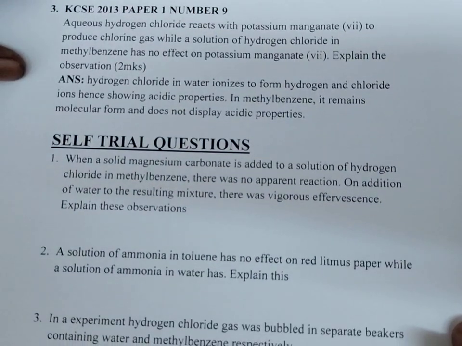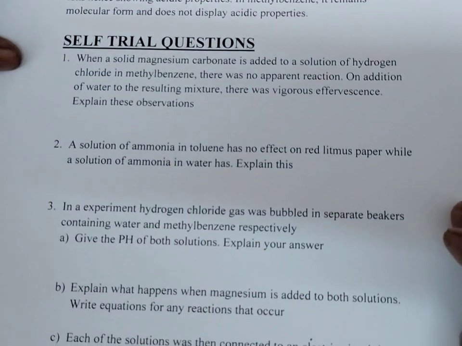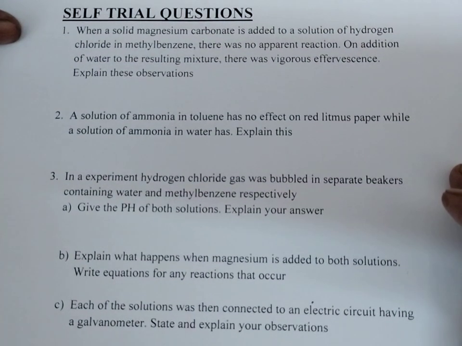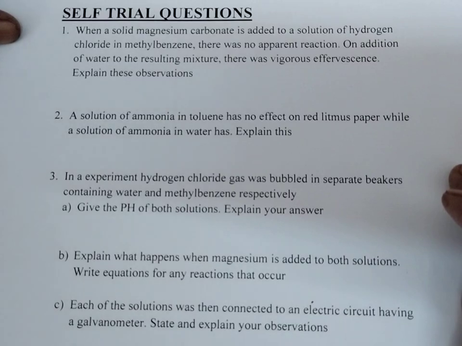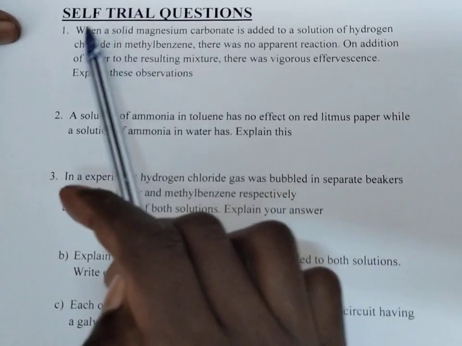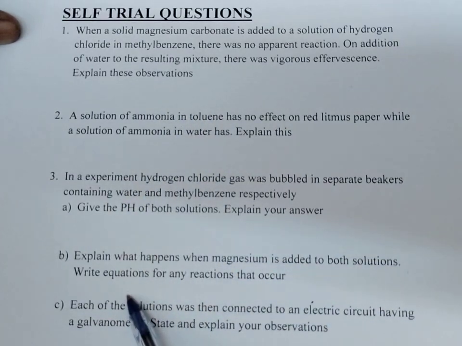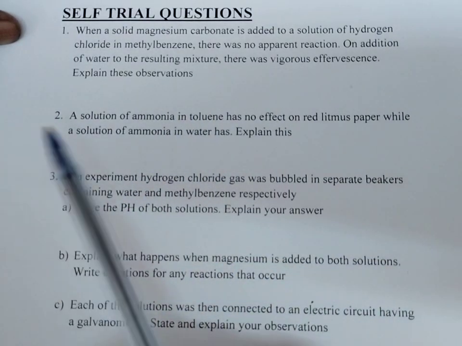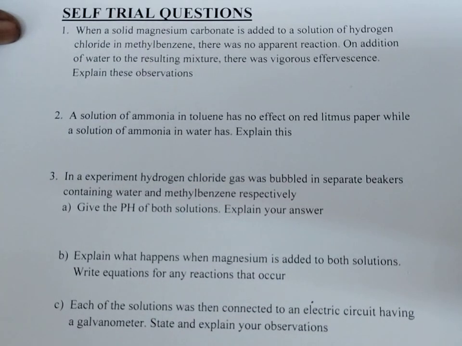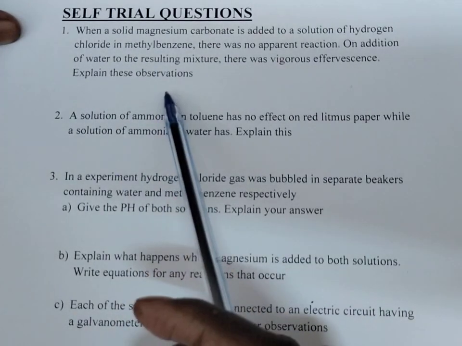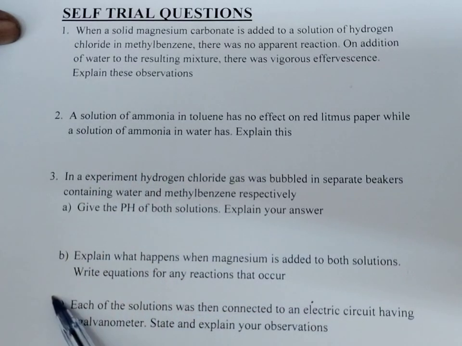That is our lesson for today. Here are self-trial questions. You try these questions for yourself: question 1, question 2, question 3. Use the concepts that we have learned to answer them. Remember, chemistry is the easiest subject that we have in high school. So try these self-trial questions and share the answers in the comment section.